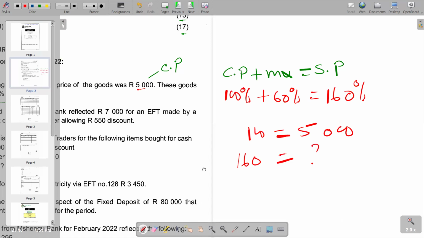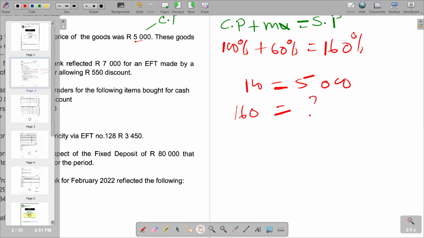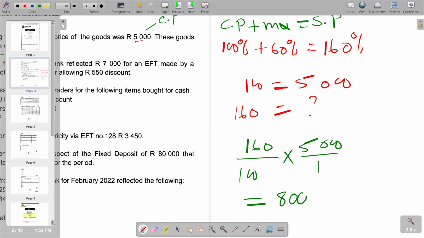We just use a simple proportion, whereby what we don't have is 160 as a numerator. What we have is 100 as a denominator. We multiply by the given figure, which is 5,000. Calculate it like that, and you see that the figure we get is 8,000. So 8,000 now represents the selling price.